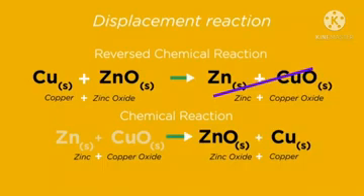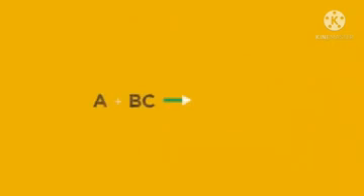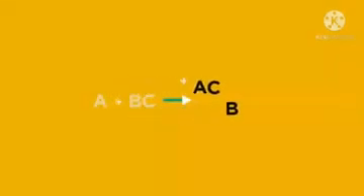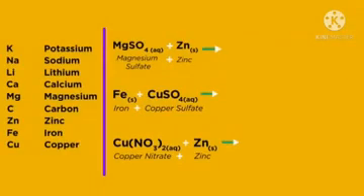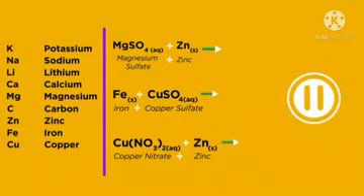This shows how we can use the reactivity series to predict if a reaction will go, and if it does, then we can name the product by switching the names of the metals around. Try these examples. Decide whether the reaction will work, and if so, name the products. Pause the video while you work this out.